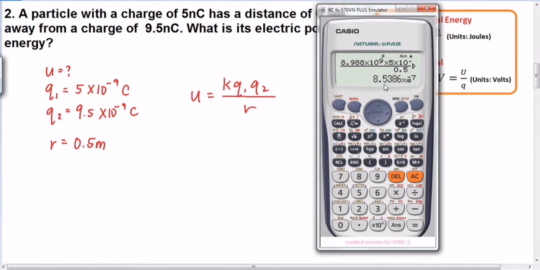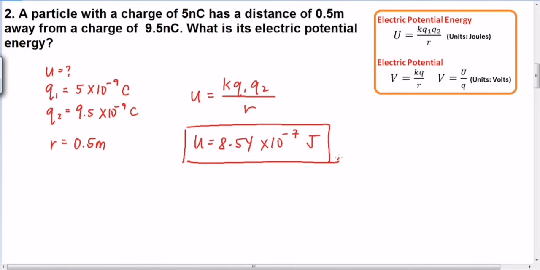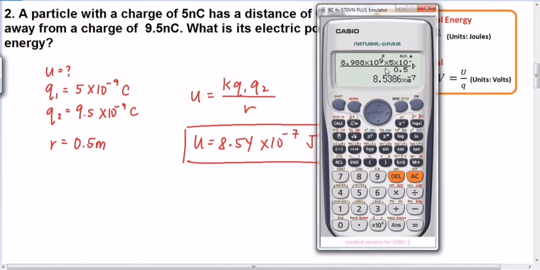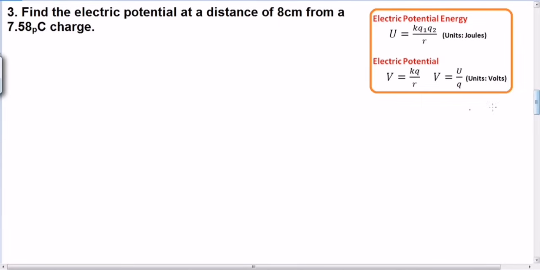Okay, so the answer is 8.54 times 10 raised to negative 7 joules. Since electric potential energy to, joules ang kanyang unit. So, that is our final answer. Okay? So, again, kung ang calcu nyo ay walang fraction, lagyan nyo lang ng parenthesis sa taas at sa baba. Okay? Let's have the third example.